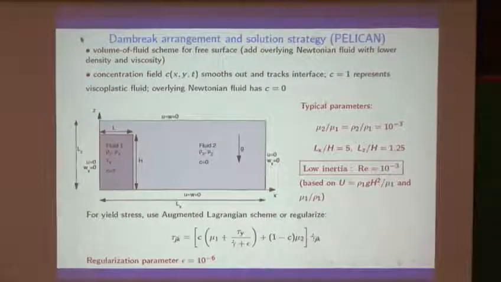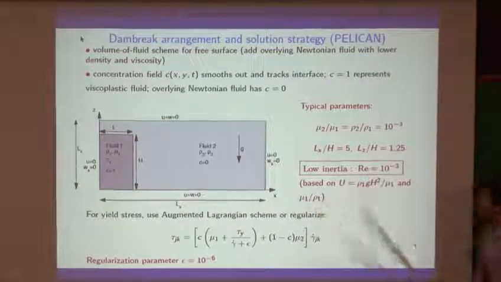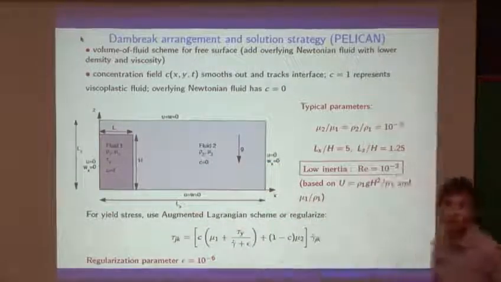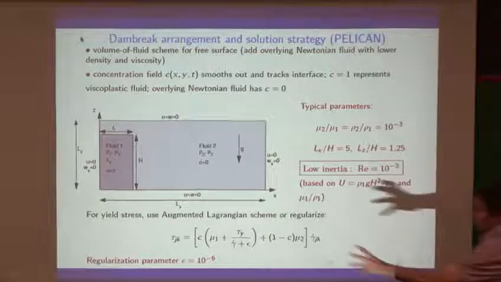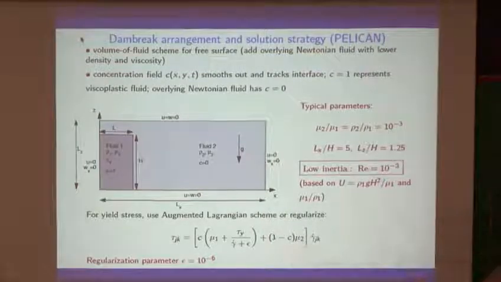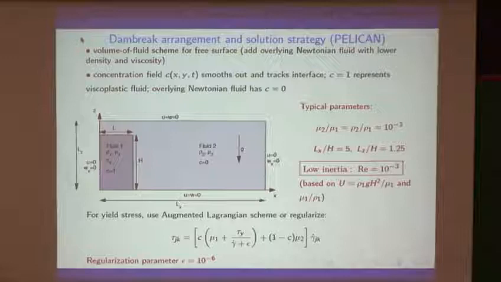I'm interested in the case where inertia is not very important. So basing a Reynolds number on this velocity scale and the viscosity and density of the plastic viscosity and density of the viscoplastic fluid, I'm choosing a Reynolds number which is 10 to the minus 3. So to deal with the dynamics of the viscoplastic fluid, I will use a regularized model, but also we've used the augmented Lagrangian algorithm. That's the setup.